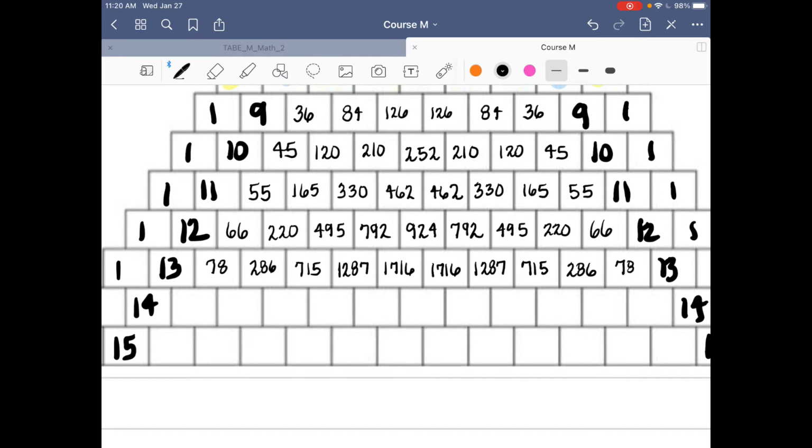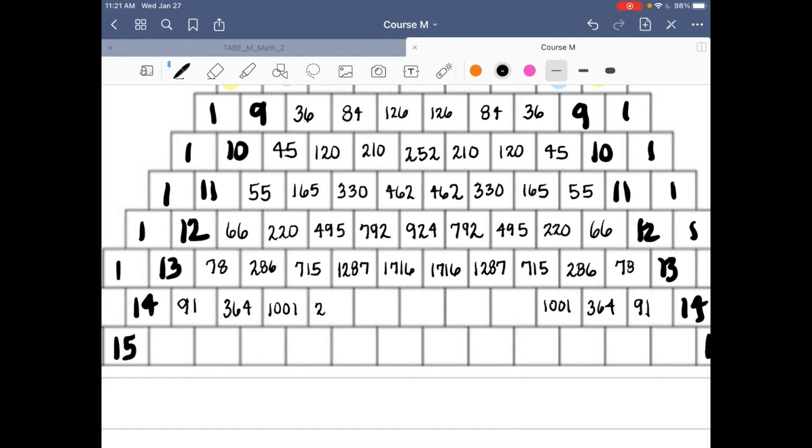78 plus 13 is 91. 286 plus 78 is 364. 286 plus 715, 1001. Be careful when we get on these longer rows. They're a little bit easier to get tripped up on.